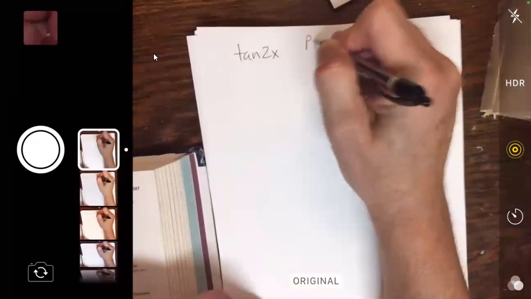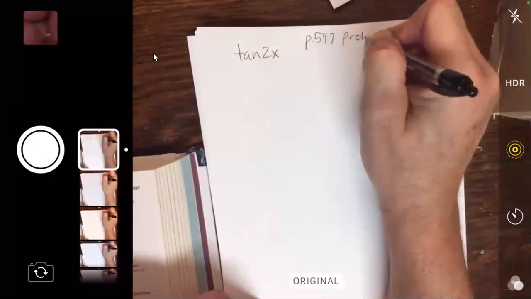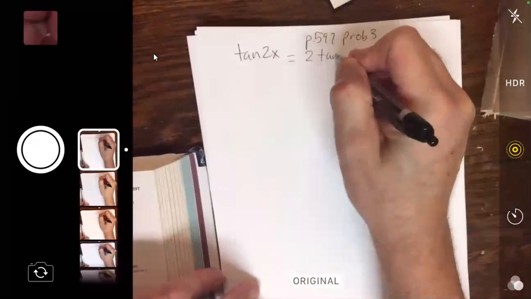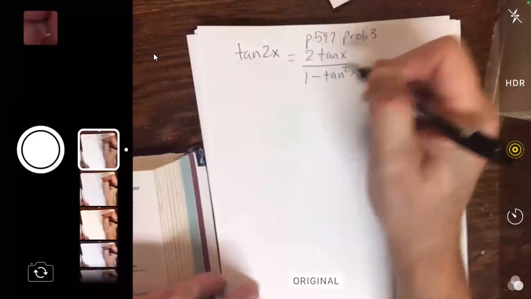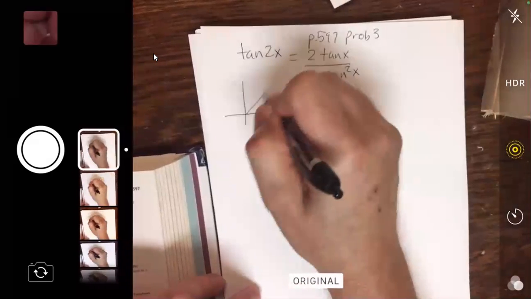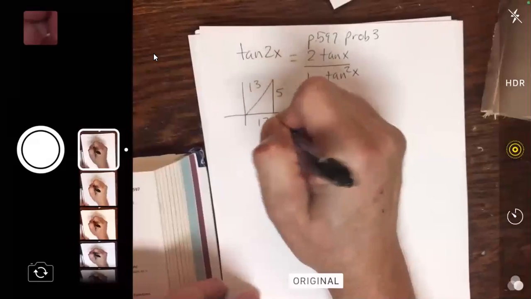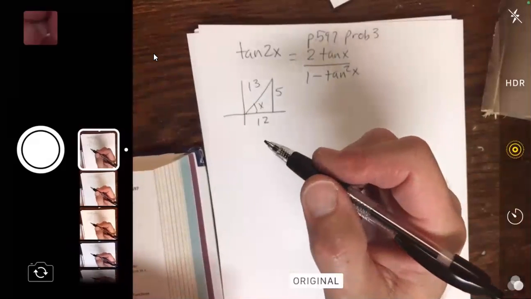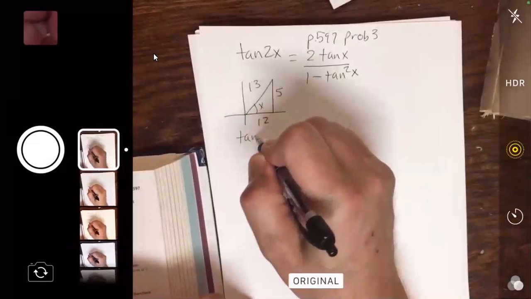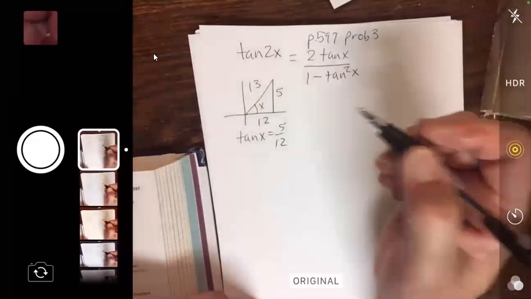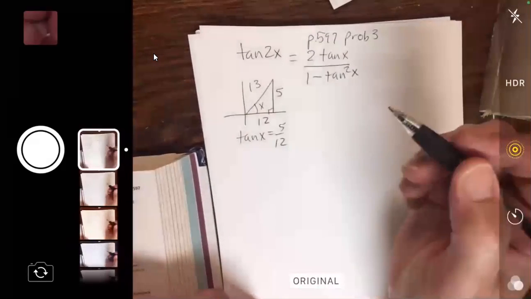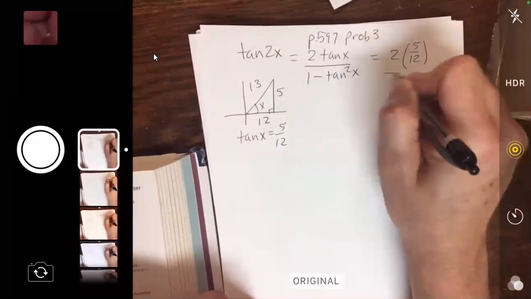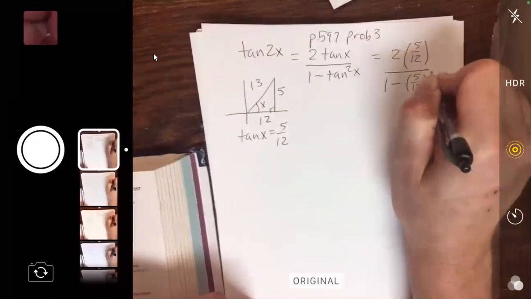We're still on page 597, problem 3. These are projects, they're not problems. Remember, that was twice tangent x over 1 minus tan squared x. Now redraw the picture. Okay, remember it was 5, 13, this was 12. This is angle x. And so tangent x is 5 over 12, opposite over adjacent, right triangle. So you're looking at twice 5 over 12, over 1 minus 5 over 12 quantity squared.